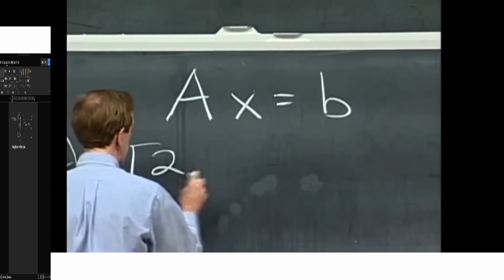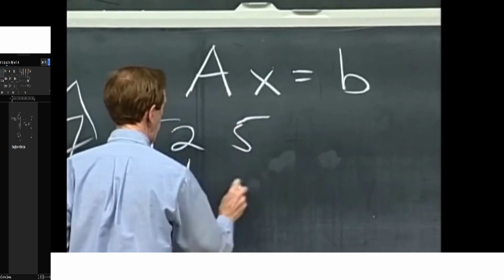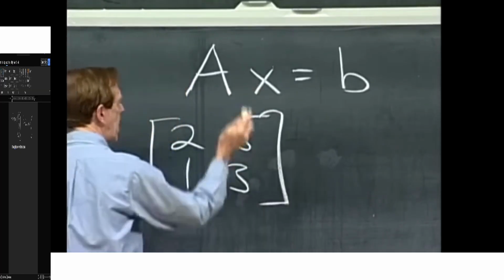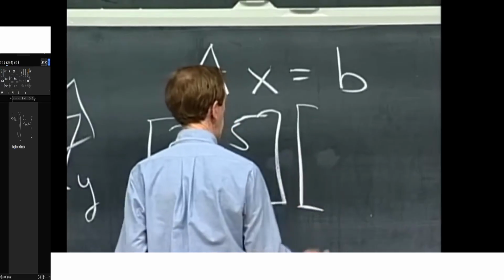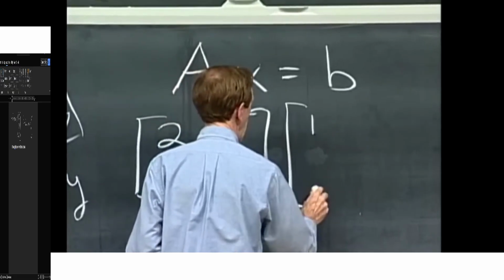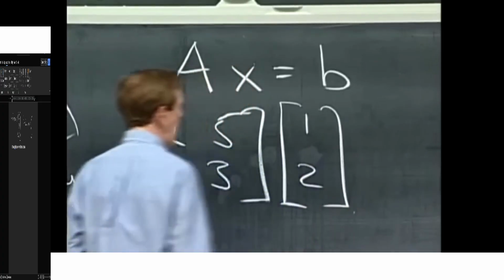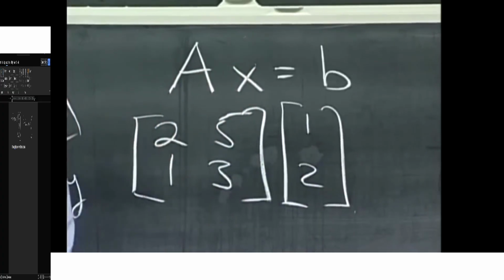Let me take 2, 5, 1, 3. And let me take a vector x to be, say, 1 and 2. How do I multiply a matrix by a vector?